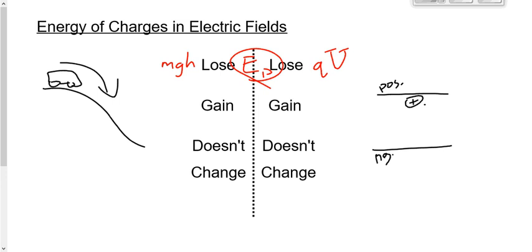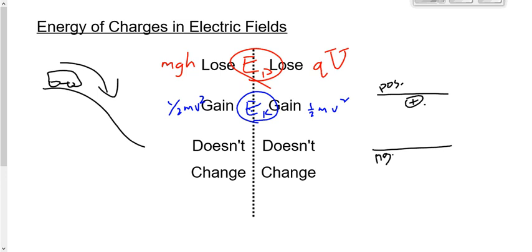What's going to increase in both cases? What are we going to gain in both cases? Kinetic energy. And kinetic energy is kinetic energy. It's 1 half mv squared on the left side, and it's 1 half mv squared over here as well. Doesn't matter what the scale, kinetic energy is kinetic energy. Potential energy goes down as you go down the hill, as you speed up. Kinetic energy goes up as you speed up, in both cases.